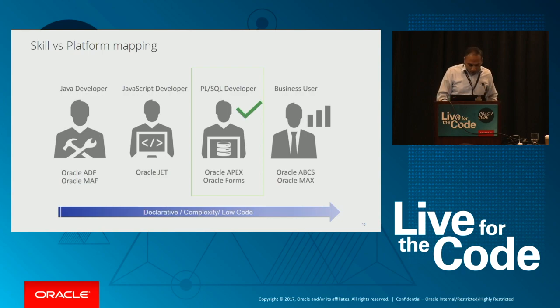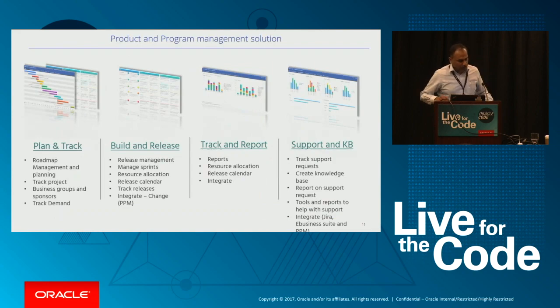So what was the functionality that we had eventually? This platform has a way for us to plan and track the demand that's coming in. So we have roadmap management in terms of Gantt charts, tracking percentages of completion, where the demand is coming from, who the sponsors are. We have a Kanban board and a much more detailed way to manage the releases.